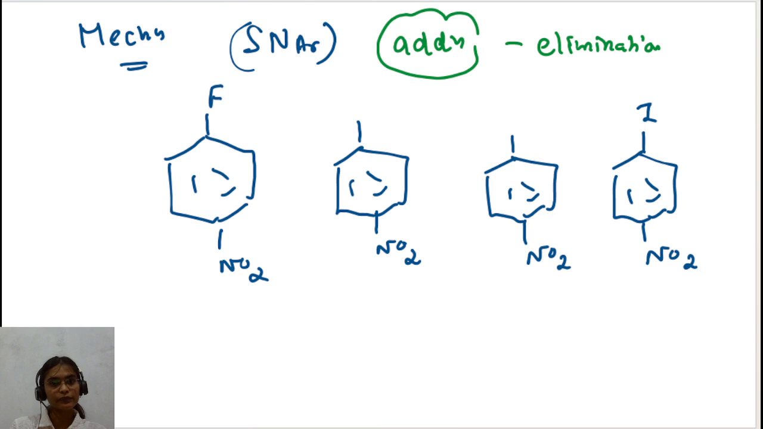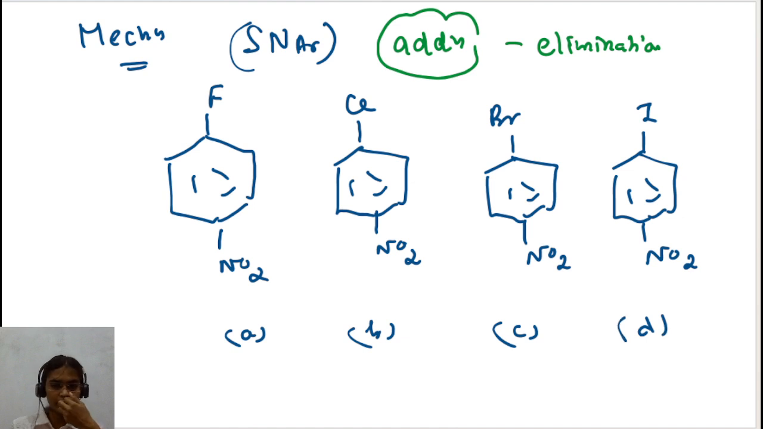Chlorine, bromine. This is A, this is B, this is C, this is D. Now all four have NO2 at the para position. So which one should you follow? According to you, fluorine, chlorine, iodine, bromine. What should be the order? If I'm observing, only the leaving group is different, right? So follow the leaving group order: iodine, bromine, chlorine, fluorine. Who is going to react first here?